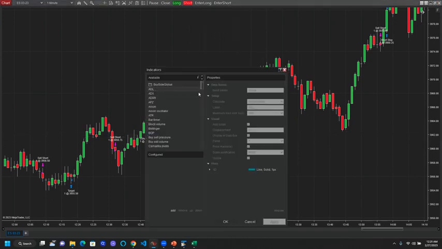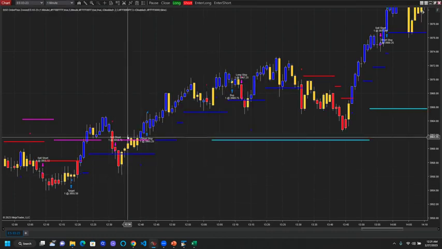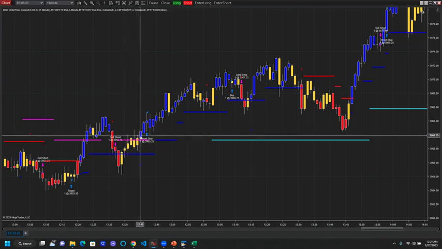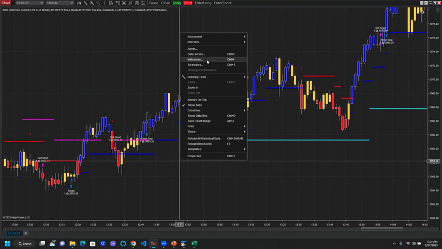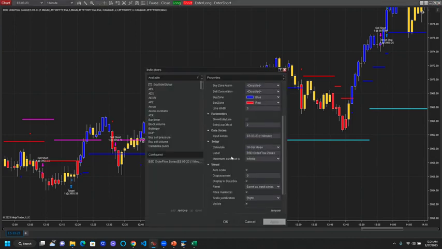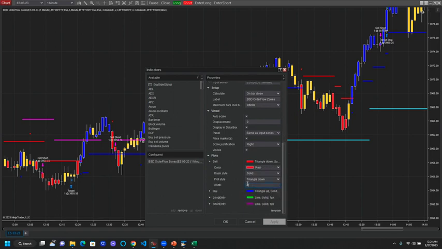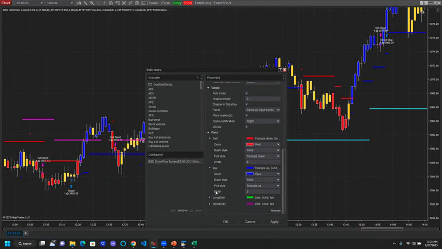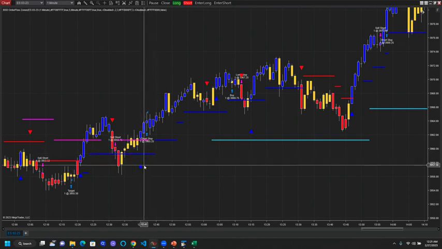But with our order flow zones, the way you can look at it is that every time you see the triangle here, let me increase the size of the triangle so that you can see it. Triangle down, I'm going to make it maybe 8. Triangle up, I'm going to make it a little bit 8. There you go. You can see the triangles now.